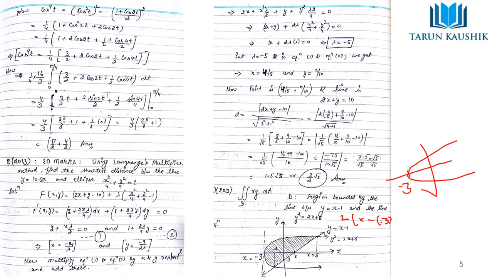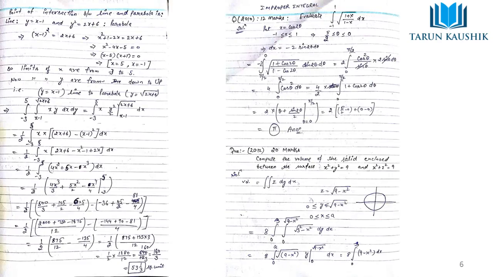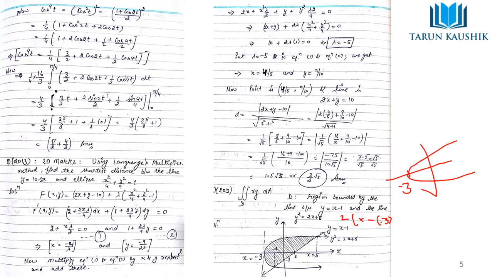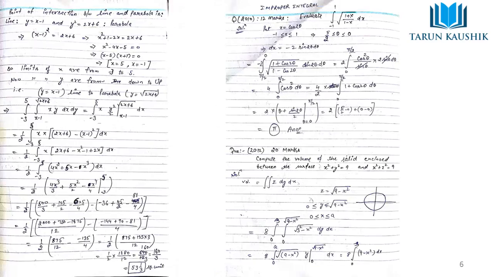Now how will our line be passing? Will our line pass through the center or not? Tell me. No, it will not pass through the center. So from where will it pass? It can pass from this point, it can pass like this. So how will we determine? First of all, calculate the point of intersection between these two by equating these two equations. Just put these two equations equal, and you get x equals 5 and x equals minus 1.